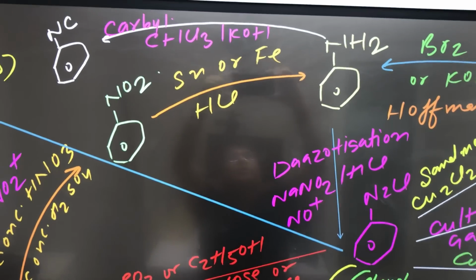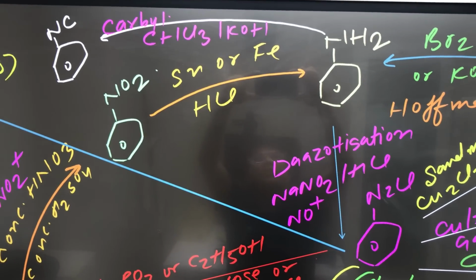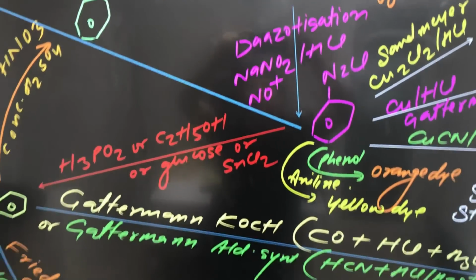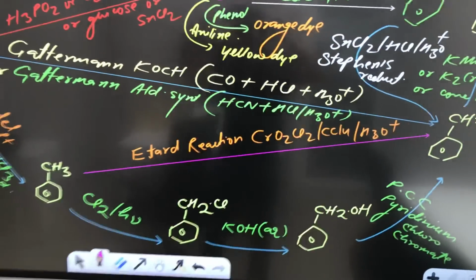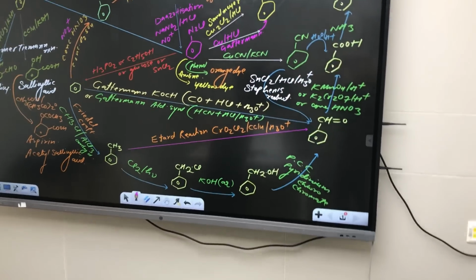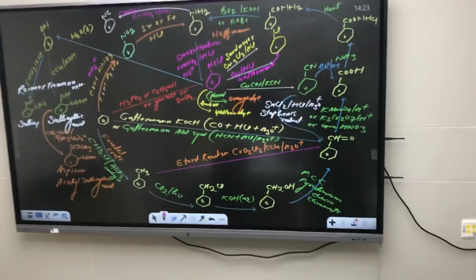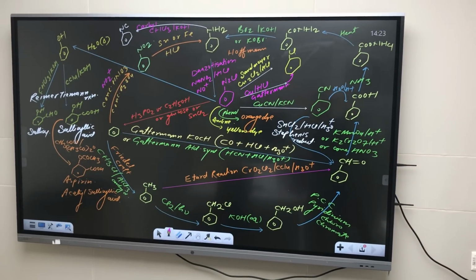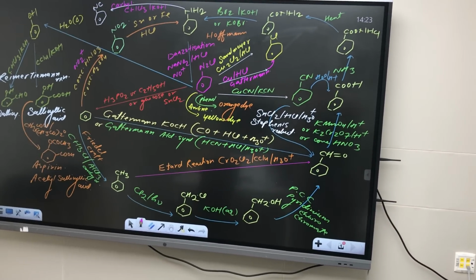nitrobenzene. And nitrobenzene on reduction with tin and HCl is going to produce aniline. Now this round circle got completed. Let me show you the round circle. This round circle got completed. Now let's see the fillings inside the round circle.